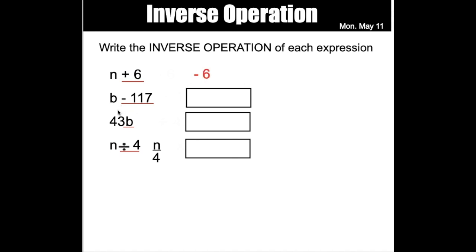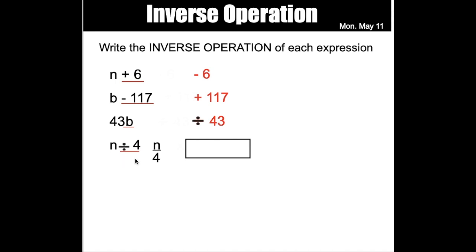What is the inverse operation for taking away 117? It is to add 117. 43b. Now, remember that if the variable is attached to the number, what it really means is times. So a number, b, times 43. So what is the opposite to multiplying by 43? It is to divide by 43.